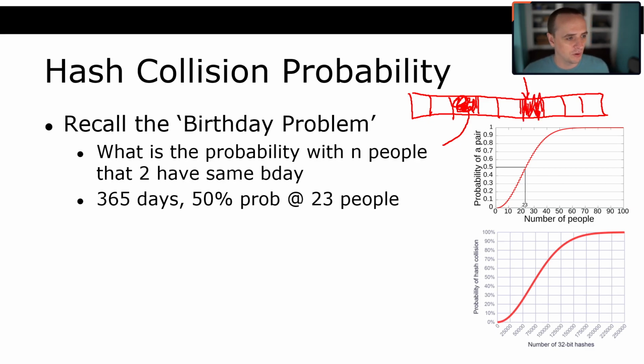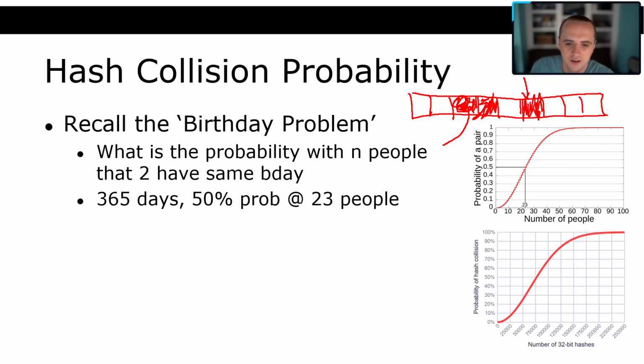Now, the third person. What's the probability that the third person's birthday is the same as someone else's? Well, there's 8 spaces, and there's 2 already used up. So there's a 2 over 8, or 1 in 4 chance already that that person has the same birthday. Okay? So it gets very quickly to the point where you're going to cause hash collisions.